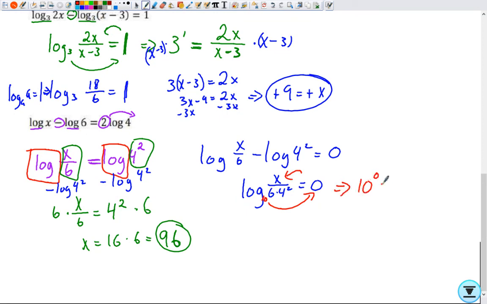So 10 to the 0 equals x over 96, because 6 times 4 squared is 96. And 10 to the 0 power is 1. And you multiply both sides by 96, you still get x equals 96. It's just a couple more steps. It's much easier to use the one-to-one property here on the left side, but you could absolutely do it the other way. Okay, so here are 4 different styles, and you can see you can use multiple ways of solving each one. That's math.